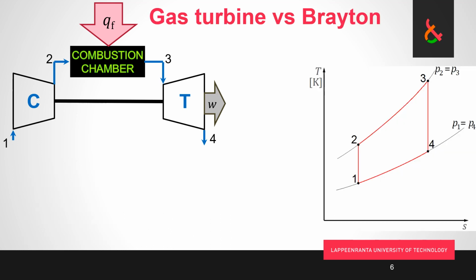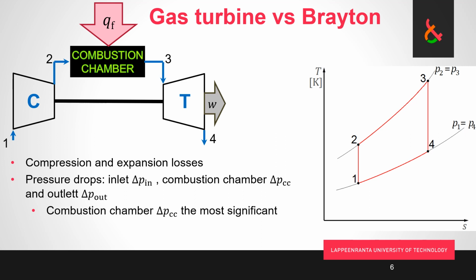Now, if we look at the gas turbine and Brayton in a TS chart, we notice a couple of differences here. So what are the differences? Obviously, our compression and expansion are going to be lossy. Then we have pressure drops. We have pressure drop at the inlet, so there's always some kind of filter so that the compressor doesn't suck in birds and insects and whatnot. Because the gas turbine works the same way as a jet engine, it's also as loud as a jet engine, so you have noise cancellation here. That causes pressure drop. Then we go to the combustion chamber.